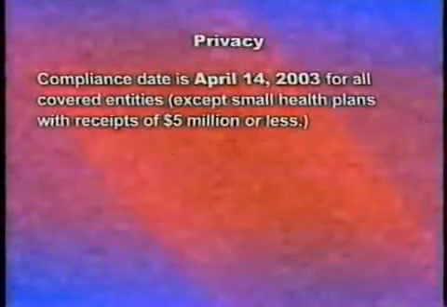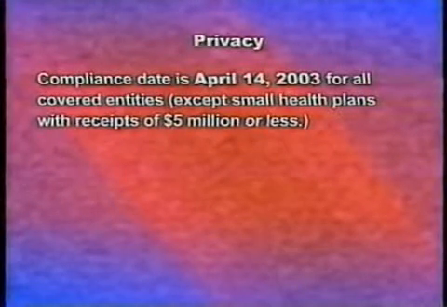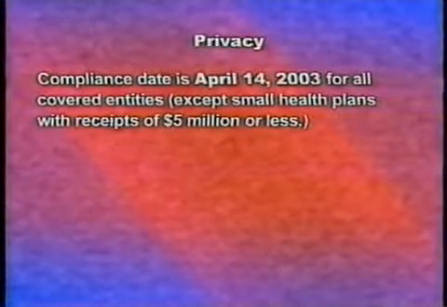Thanks. Now, let's move on to the compliance dates for the other key components of administrative simplification. The final rule for HIPAA privacy was published in December of 2000, with final modifications published August 14, 2002. It set the compliance date of April 14, 2003 for all covered entities except small health plans.